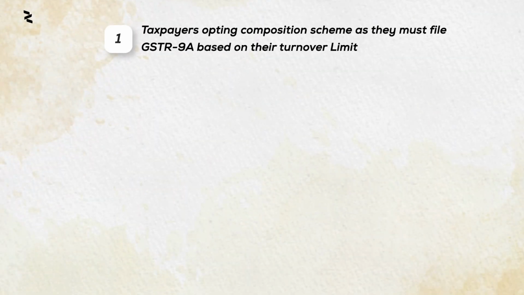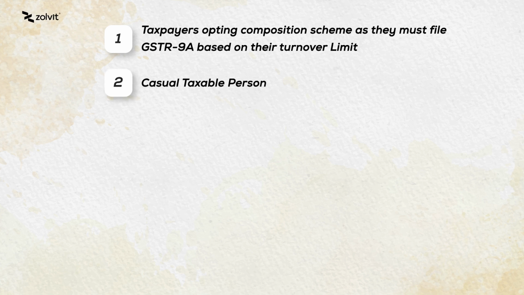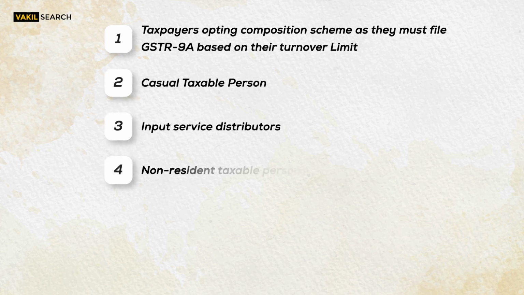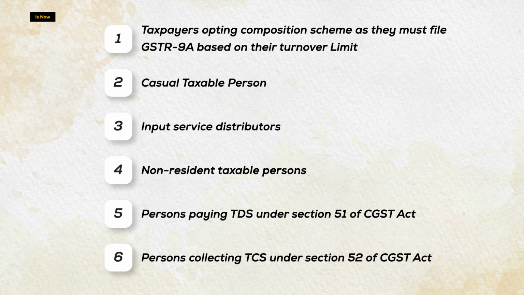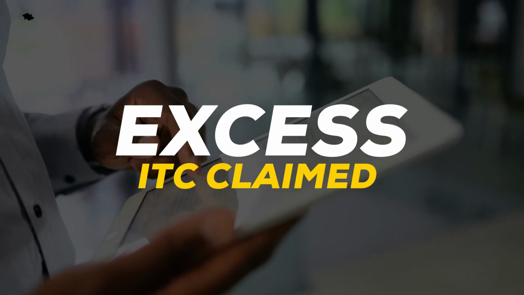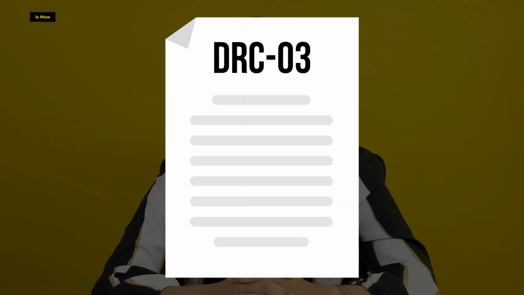However, the following are not required to file GSTR-9. Taxpayers opting composition scheme, as they must file GSTR-9A based on their turnover limit. Casual taxable persons, input service distributors, non-resident taxable persons, persons paying TDS under Section 51 of CGST Act, and the persons collecting TCS under Section 52 of the CGST Act. If you have identified any short payment of tax or excess ITC claimed during the relevant financial year, you will have to pay via DRC-03.